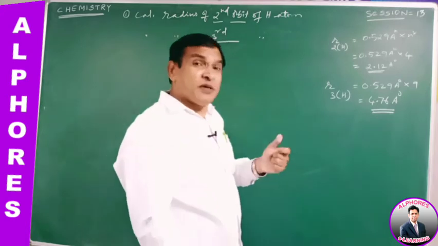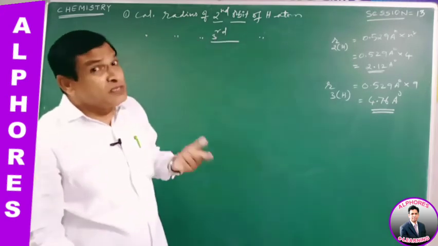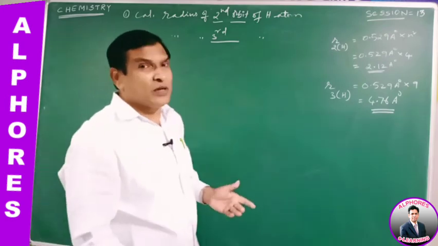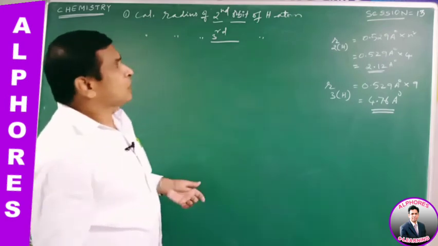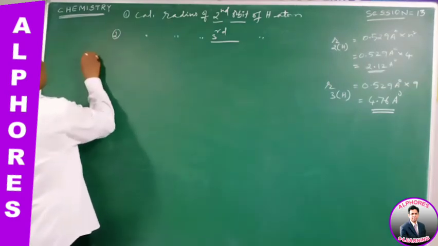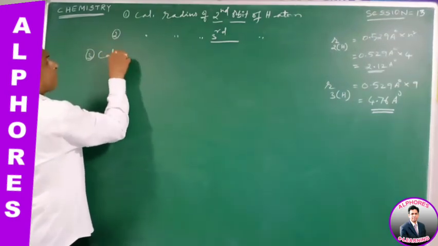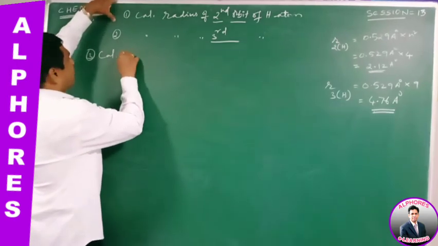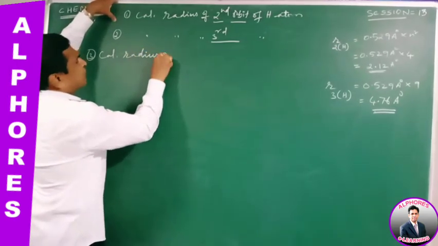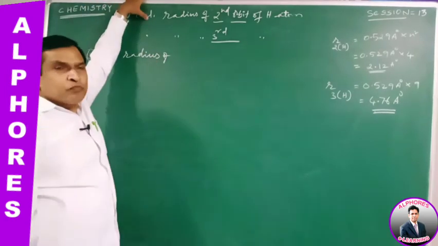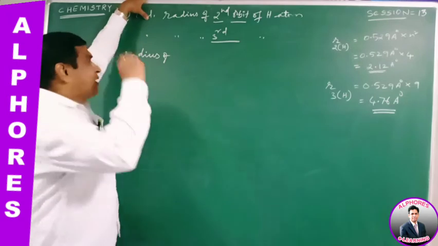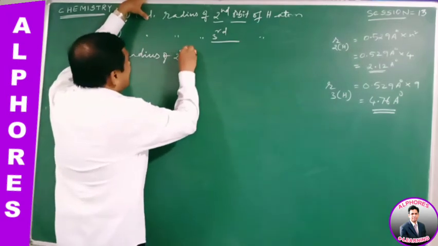Suppose the species is like hydrogen. Let us take one more example on that. Let us make one question: calculate the radius of the second orbit of beryllium plus 3 ion. Second orbit.